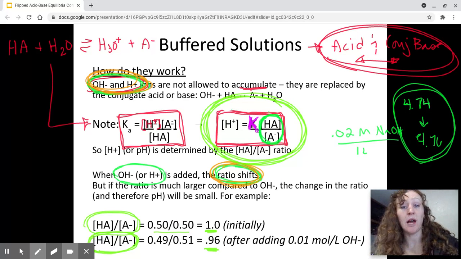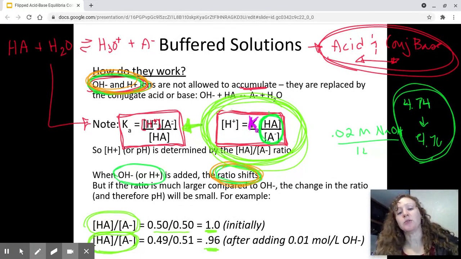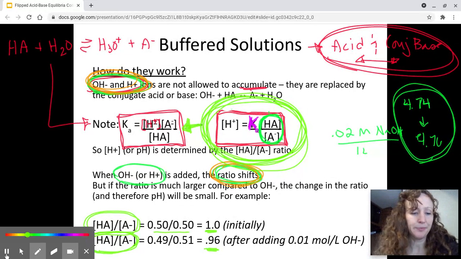You can explain why buffered solutions work. You can also explain what pH is dependent on, all coming back to this ratio, which is just, remember, a rearranged form of your Ka equation, of your law of mass action, right? Okay.